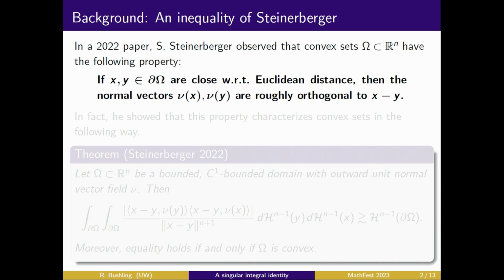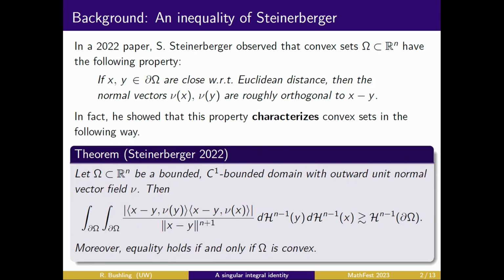But the idea is that if we have a set that is not convex, then you can have two points that are very close in the Euclidean sense, but there's a bunch of boundary between them. And so you'll have these vectors that point in very different directions, even though in the Euclidean sense the points are very close to each other. And he showed actually that this property characterizes convex sets in a very quantitative way.